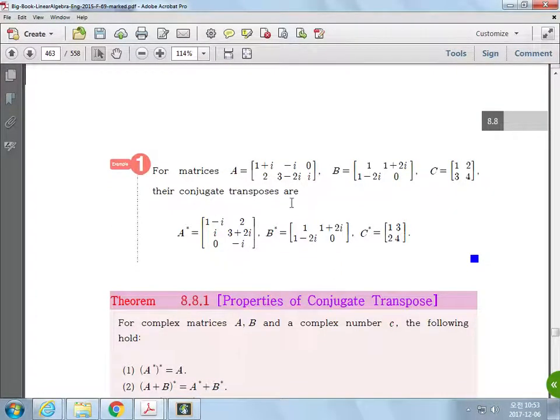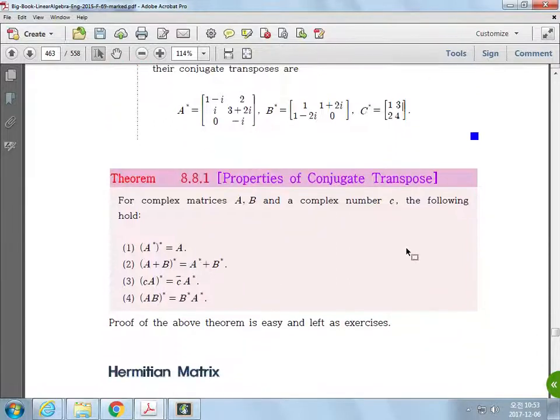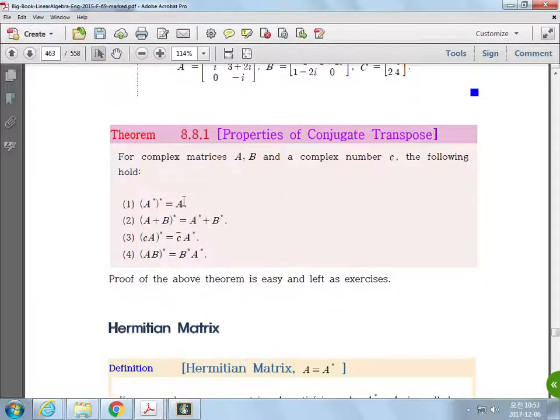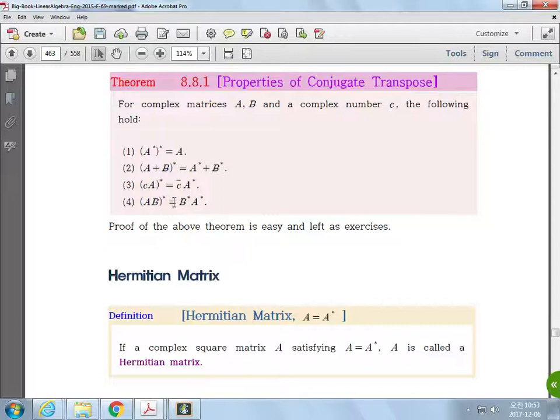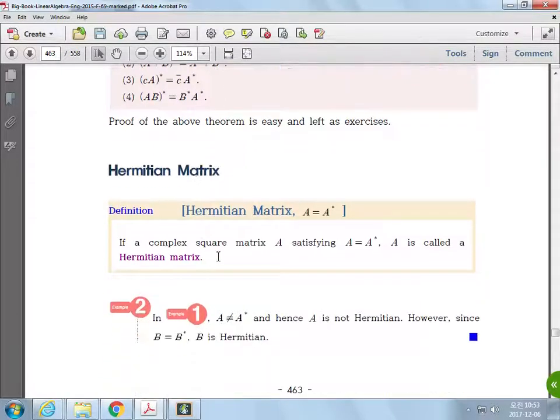Suppose you have A, B, C, then A star can be defined in this way, and B star can be defined in this way. C star is 1, 3, 2, 4. And this is a real number, so conjugate doesn't affect. This is a property of conjugate transpose. Conjugate transpose, like this. And Hermitian matrix.